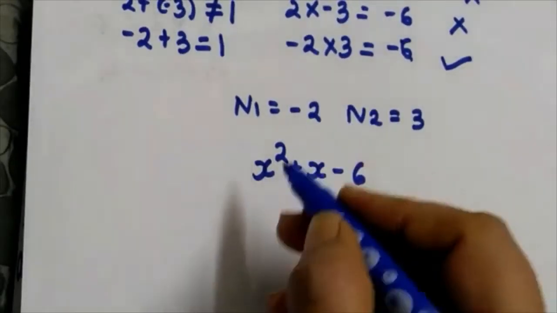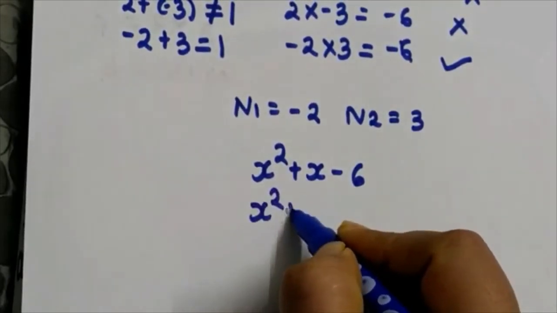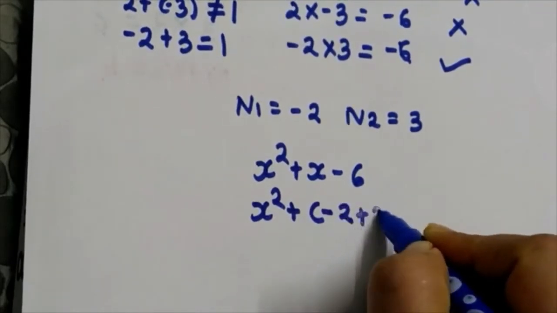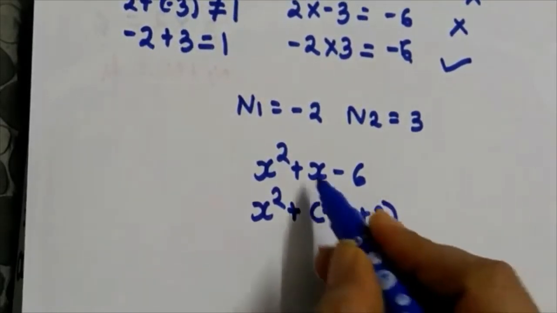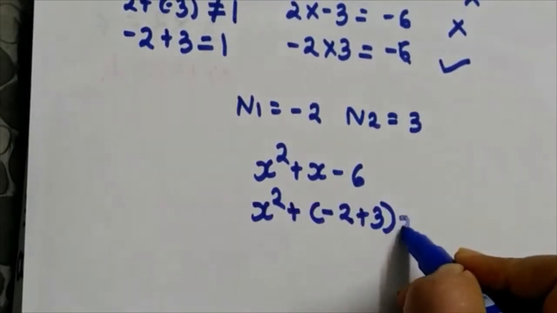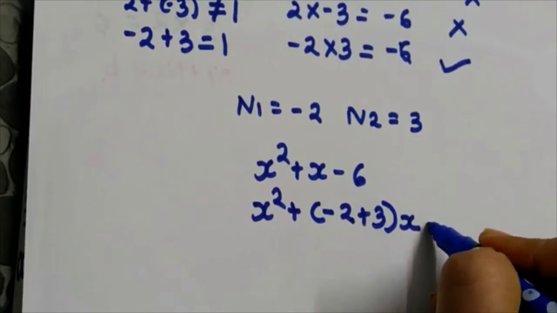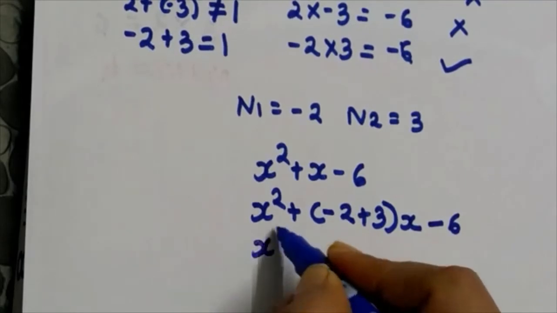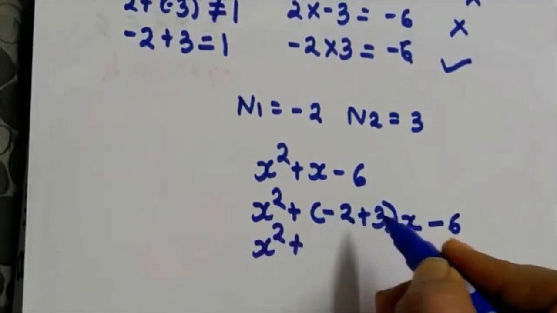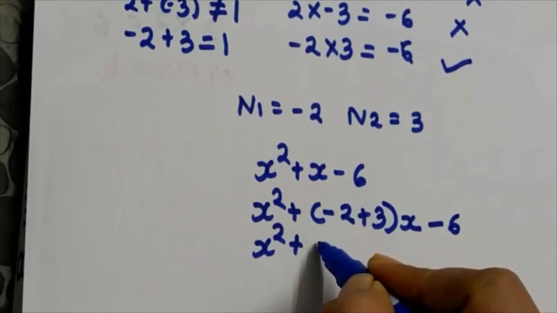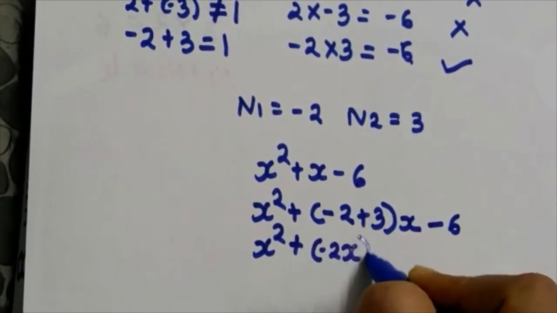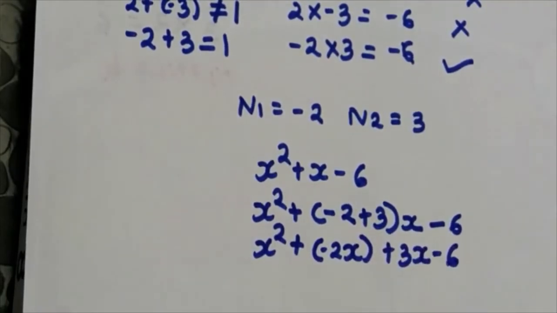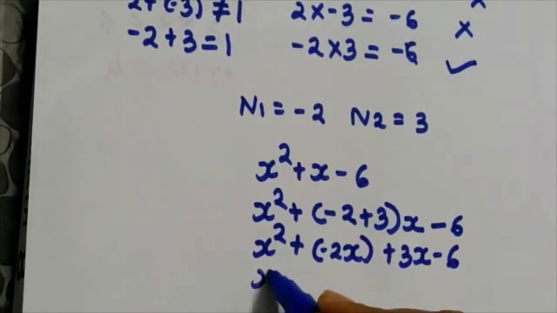Instead of x, we will write x square plus -2 plus 3 in bracket, so we can get 1 as coefficient of x, and here we will write x, and we'll write -6 constant as it is. Now we will multiply x with both these numbers, -2 into x minus 2x, and plus 3 into x plus 3x minus 6. Now let's open the bracket. We can write like this.